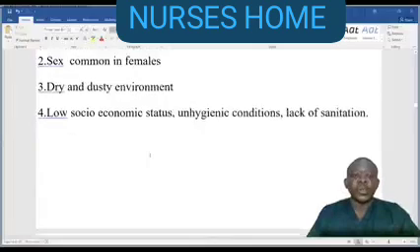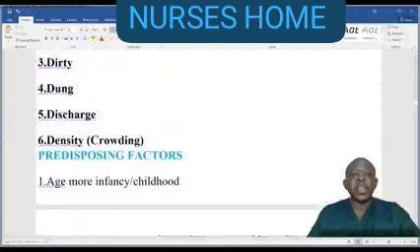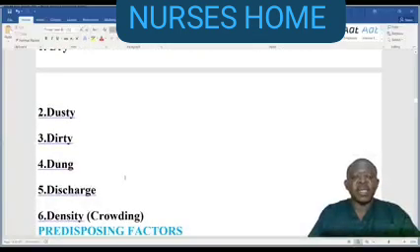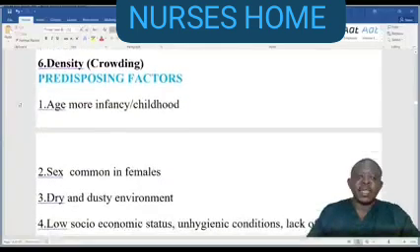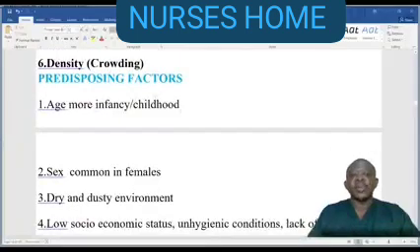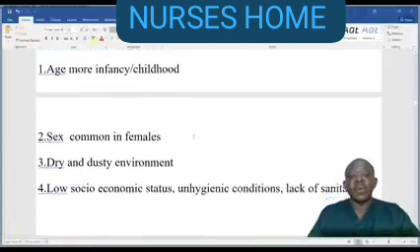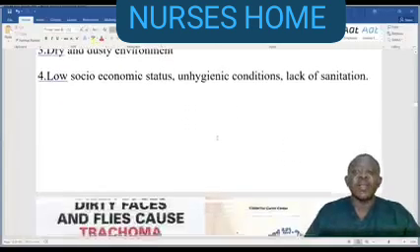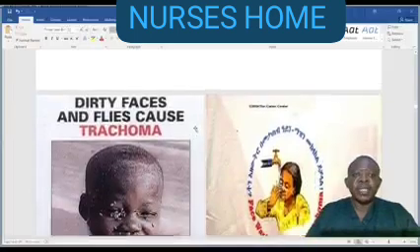So to quickly understand the predisposition, you can think of the 6 Ds. That is the dry, dusty, dirty, damp, that is to do with feces and the likes, then also the discharge and the density or crowding. Predisposing factors like age are not in the Ds, but age has more to do with infants. Sex, more common in females. Dry and dusty environment because of dust and poor condition. Then low socioeconomic status has to do with poverty, which may lead to living in an unhygienic condition and lack of sanitation.